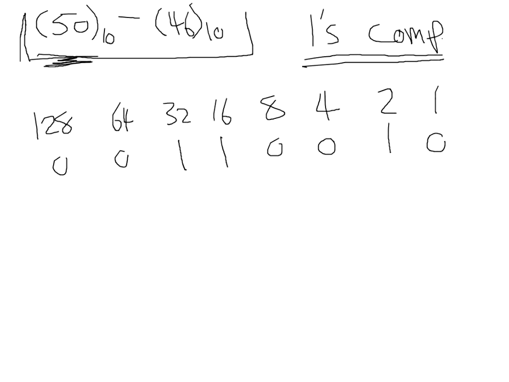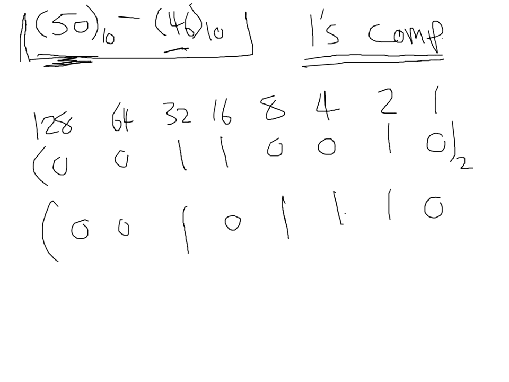So this is 50. Now we need to convert the next number as well, using the same method. Now what do we need for 46? Obviously we need 32, and we need 8, that's 40, and we need 4 and 2. So 32 and 8, that's 40, 44, 46. The rest will go zeros, 0, 0, 0, 0. And we have ourselves 46.